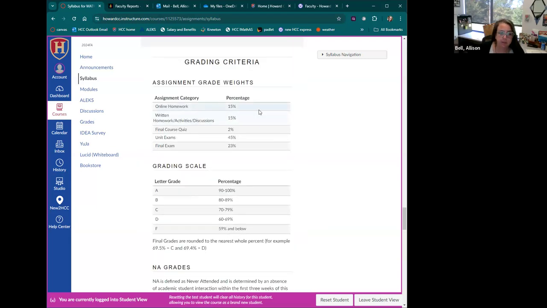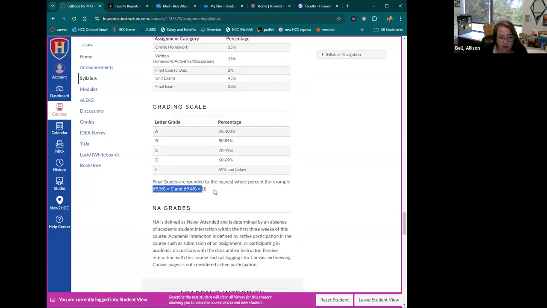Okay, let's see about the assignment weights. Our online homework is worth 15% of our grade. That means you need to do it. That's the ALEX assignments. Written homework, activities, and discussions. Those are all the assignments I ask you to submit on Canvas via your phone scanning capabilities, or it's one of those discussions that I have you do. That's 15%. The final course quiz is 2%. Each unit exam is 15% of your grade for a total of 45% because there are 3 of them. And then our final exam is worth 23% of your grade. At the end of the semester, I round up, okay?